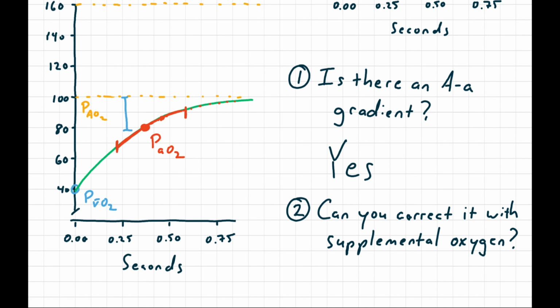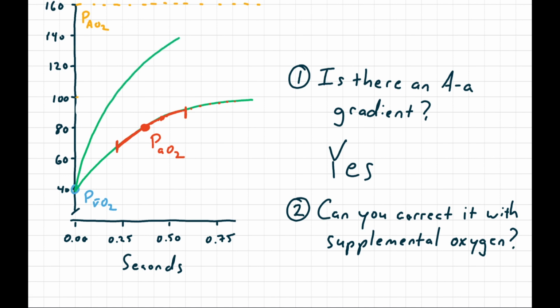And that action in and of itself will drive the capillary oxygen partial pressure curve up because diffusion speed is proportional to the difference, the gradient, between alveolar and capillary oxygen partial pressures. So now, even with the same transit time, your new arterial oxygen partial pressure is significantly higher. So the answer to does supplemental oxygen correct the hypoxemia is yes.